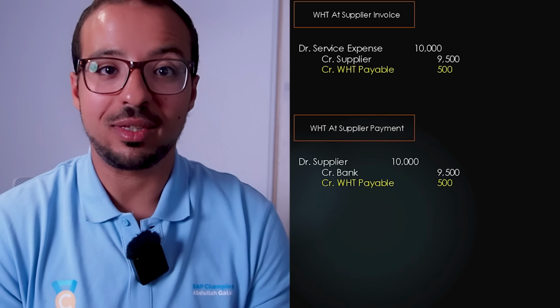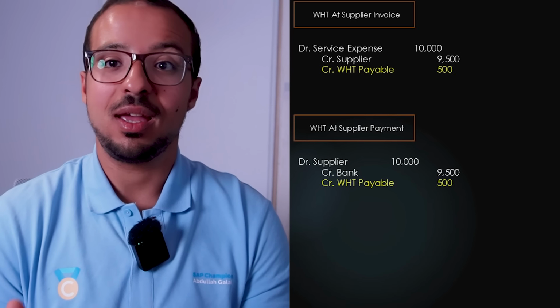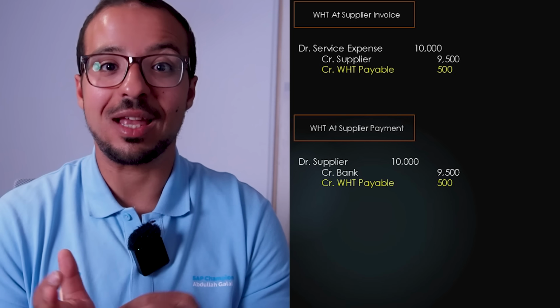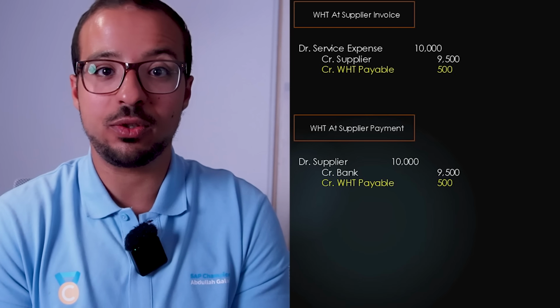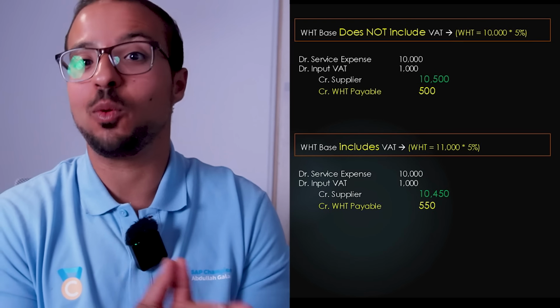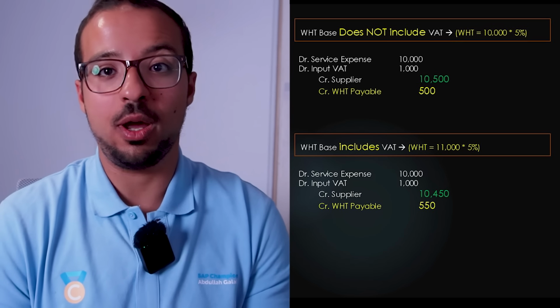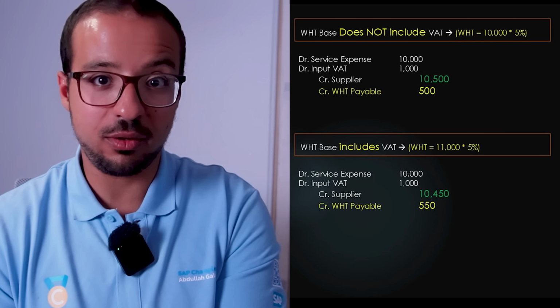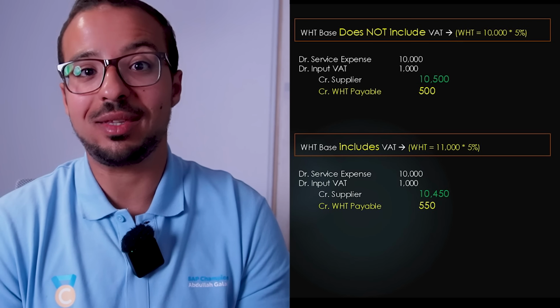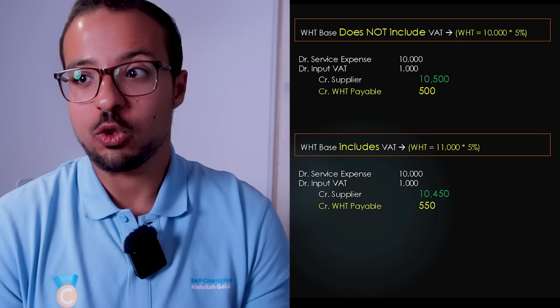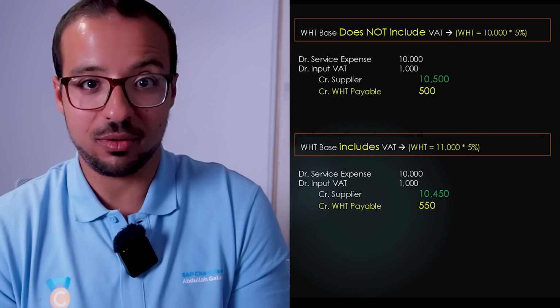Another very important aspect of withholding taxes is the withholding tax calculation base. So for example, if we have in the same invoice value-added taxes and withholding taxes. So we are buying something from our supplier for 10,000. So we have an expense debit for 10,000. And then we have a value-added tax of 10%. So the total now is 11,000.